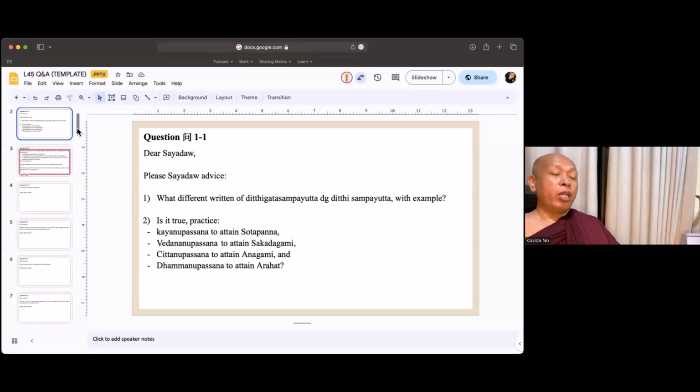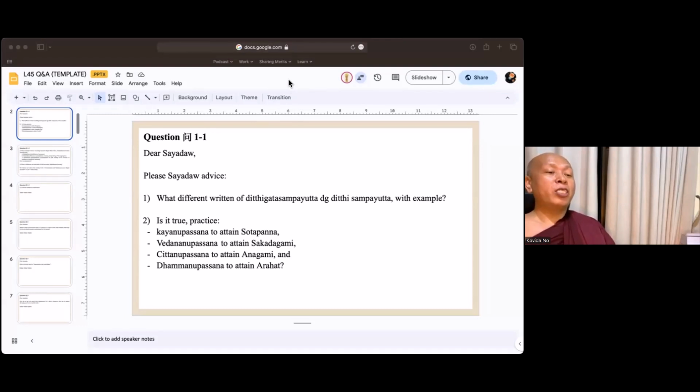When we ask about Ditthigata Sampayutta or Ditthi Sampayutta, I have to analyze the Pali words grammatically. Ditthi means wrong view, gata means arisen, Sampayutta means associated. It arises associated with wrong view, this is Ditthigata Sampayutta. Ditthi Sampayutta means associated with wrong view. In my manual, I just made it short. When you study the Vedana Sangaha, it will be mentioned as Ditthigata Sampayutta. So it will be the same, the same meaning.